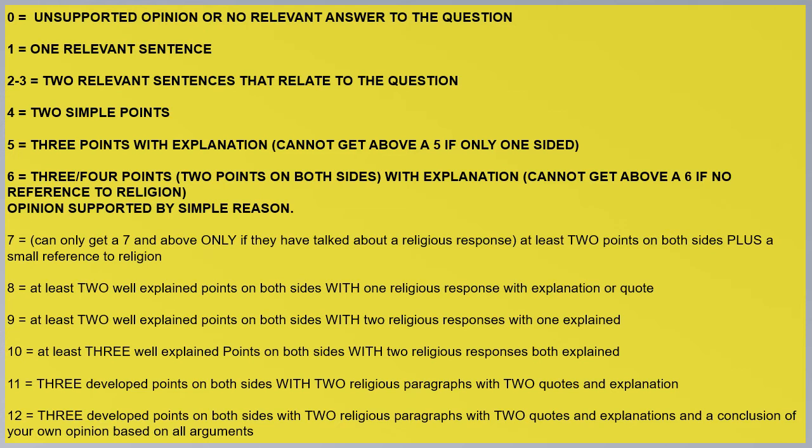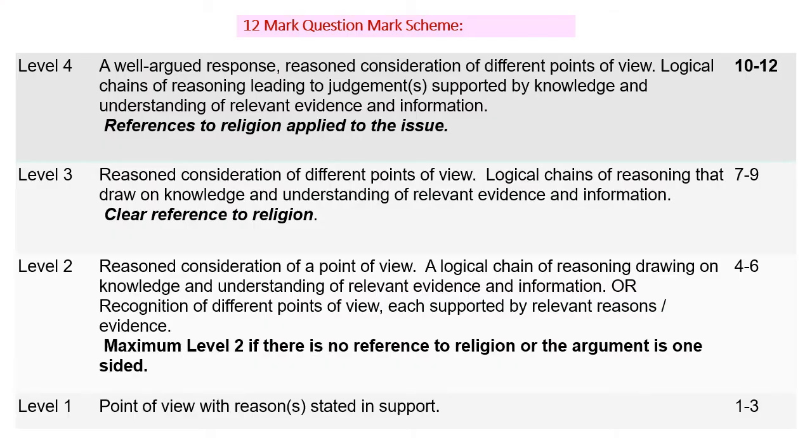So you'll notice that the more well explained your points are, the further up from 7 to 12 you'll be. And we're looking at 2 well explained points on both sides, 3 well explained points with examples, with religious responses, to be in that kind of 10 to 12 category. Okay. Again, if you're not sure, just send your answers to your teacher and they will mark it for you. And that's the official exam criteria.